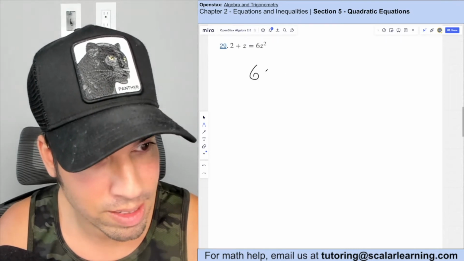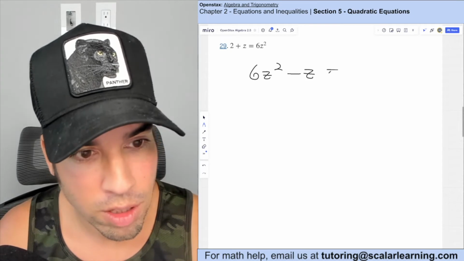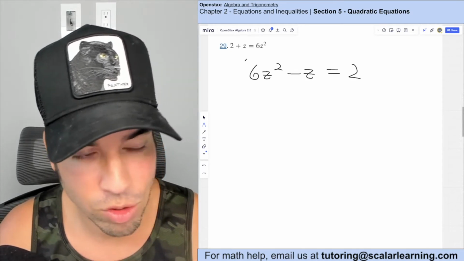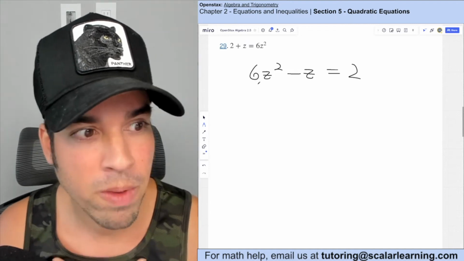So I'm going to make it 6z squared minus z. And look, here the 2 is on the left side, the 6z squared is on the right side. It doesn't matter. So I just kind of flipped them around to make it easier for myself.